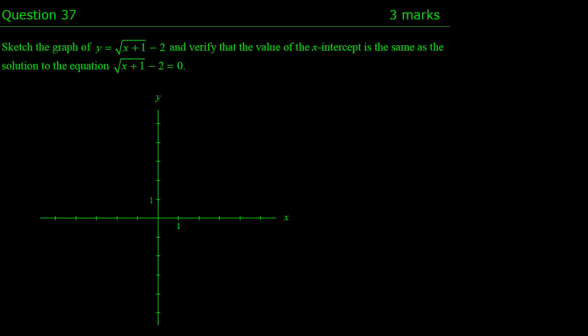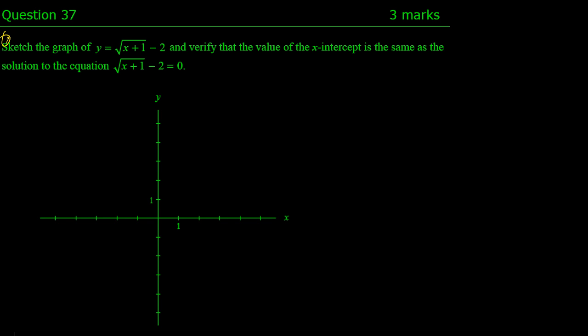Question 37. Sketch the graph of y equals the square root of x plus 1 minus 2 and verify that the value of the x-intercept is the same as the solution to the equation square root of x plus 1 minus 2 equal to 0. So I guess the first thing we need to do is actually do the sketch.